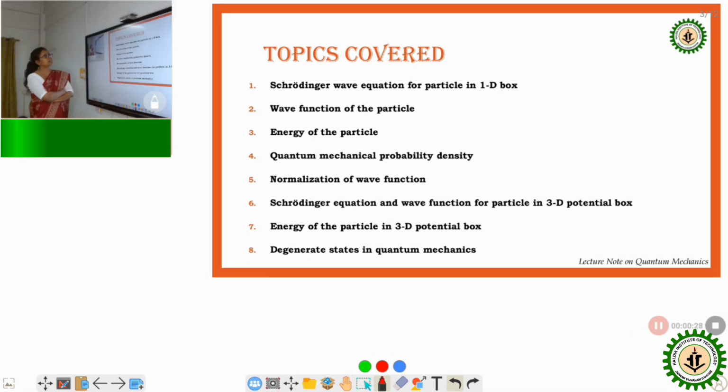Let's see. Schrodinger wave equation for particle in one-dimensional box. For one-dimensional box, what will be the wave function of a particle? The energy of the particle, the quantum mechanical probability density, how to normalize the wave function of the particle in one-dimensional box. And the next thing, we shall talk about the Schrodinger equation and wave function for particle in three-dimensional box.